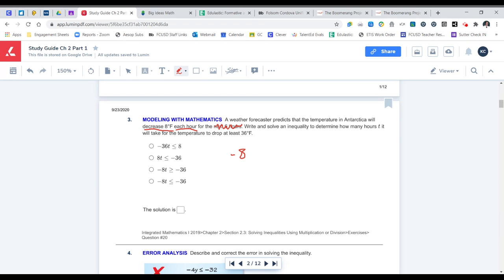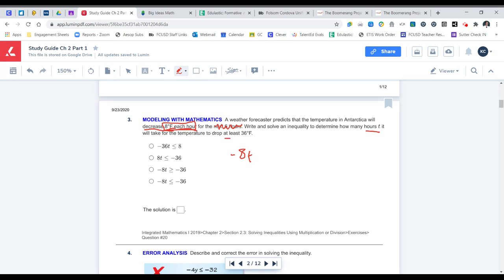Write and solve an inequality to determine how many hours, t, that it'll take for it to drop at least 36 degrees Fahrenheit. So what that means is negative 8 times t, because t is the number of hours, and negative 8 is the temperature per hour. When we see words like per and each, that usually means multiply. 8 degrees Fahrenheit each hour, that's our little clue that it's probably an 8 times a number. And since it's dropping, we're going to use negative 8.